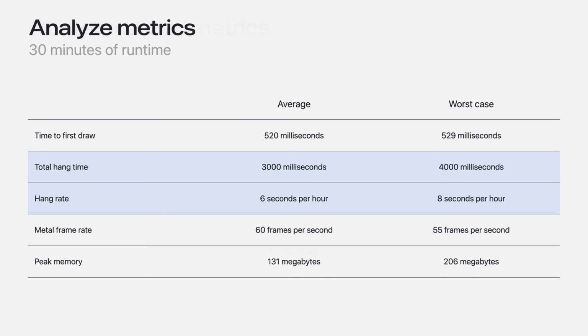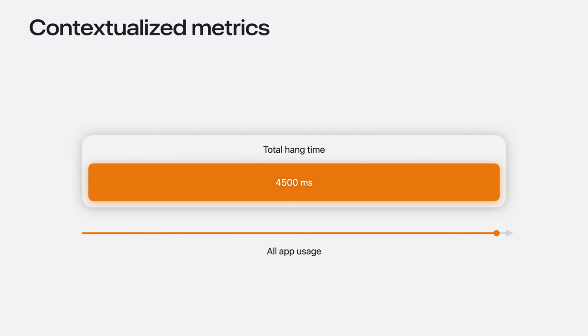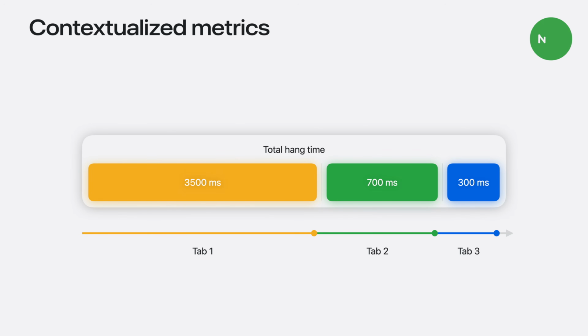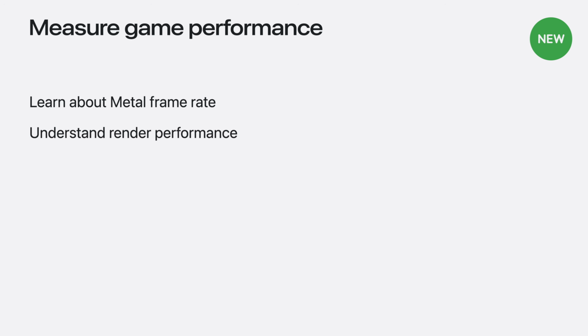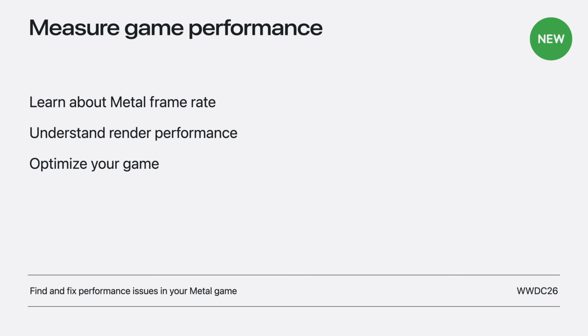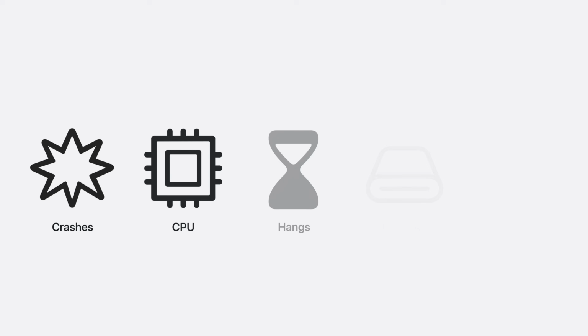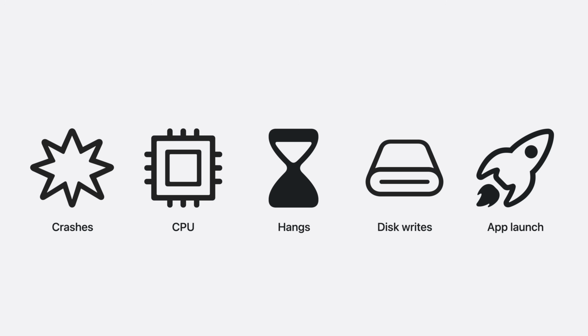If you aggregate this data across all devices, this can give you a measurable signal of how your app's performance is trending. In iOS 27, MetricKit can provide each metric as a function of the app state. For example, when measuring hang time in an app that has multiple tabs, MetricKit can provide this metric intersected with when the active tab is tab 1, tab 2, or tab 3. I'll go into this more later. In iOS 27, MetricKit now also provides a new metric, Metal Frame Rate. Frame rate is a key metric for game developers to understand render performance. To learn more about optimizing your game for the platform, check out the session Find and Fix Performance Issues in Your Metal Game.